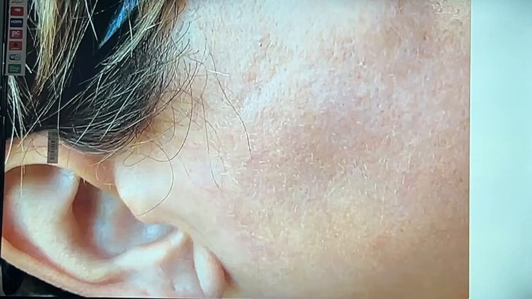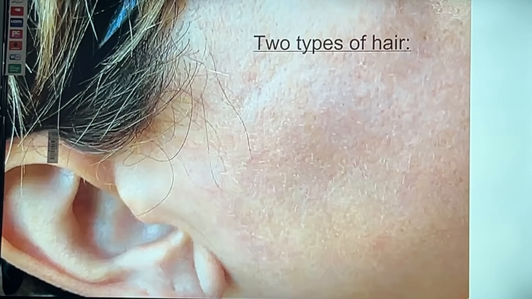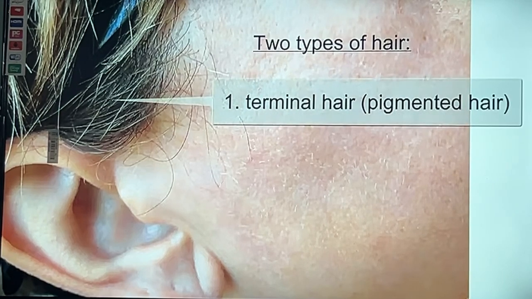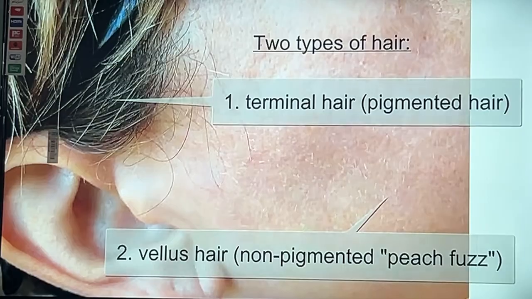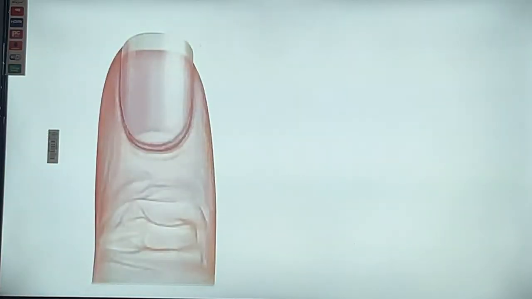In this picture, you can see that there are two types of hair, both which have the same three regions we just looked at, the medulla, the cortex, and the cuticle. The pigmented hair that we would typically refer to as hair, that's called terminal hair. That would be the hair on the head, as you can see here, or eyebrows, eyelashes, etc. And then there's non-pigmented hair, like the hair that you can see on the surface of the face here. That's called vellus hair. Moving on to nails, which are also a derivative of the epidermis.